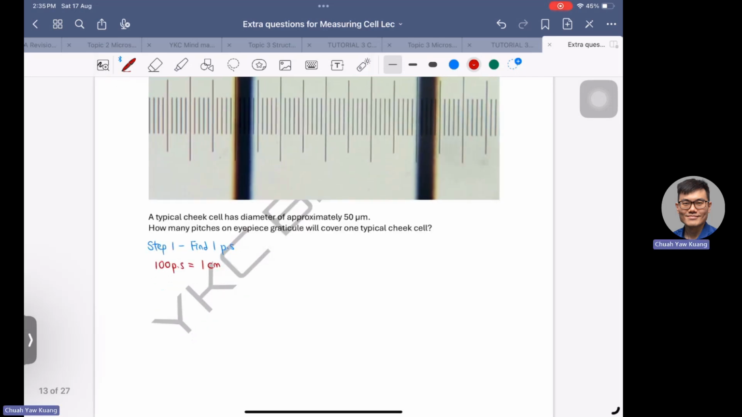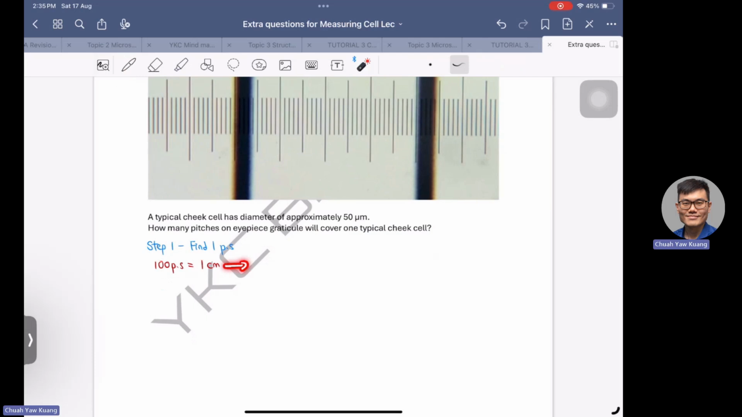So we have to convert the cm. Converting cm to mm, we times 10, so it will be 10 mm. Then from mm, we convert to micrometer. We times 1000, so it becomes 10,000 micrometer. This is 1 cm converted to micron. So 100 pitches on the stage micrometer equal 10,000 micrometer. So 1 pitch on the stage micrometer equals 10,000 micrometer divided by 100, which is 100 micrometer.